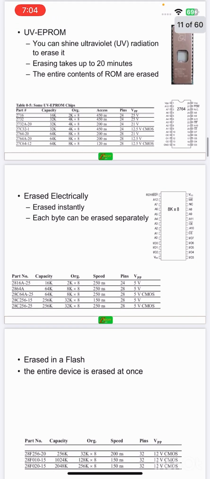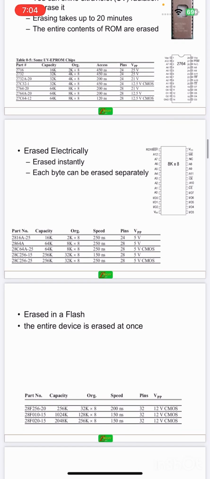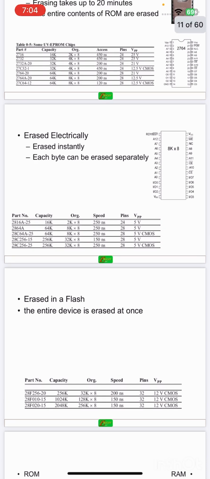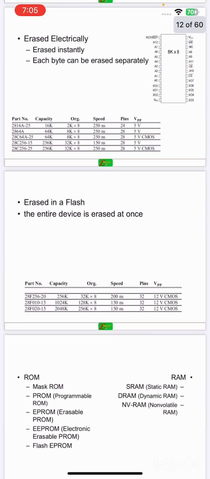And there are those erased electrically, where each byte can be erased separately, and those erased in a flash, where the entire device is erased at once. What does erased electrically mean and what does erased in a flash mean? Erased electrically means you can erase the data instantly, and you can erase each piece of data separately. Erased in a flash means all your data can be erased at once.